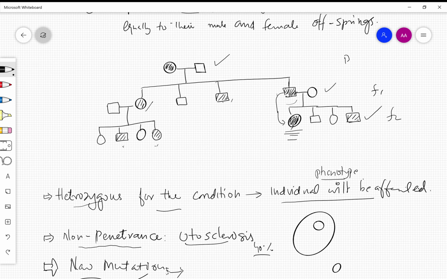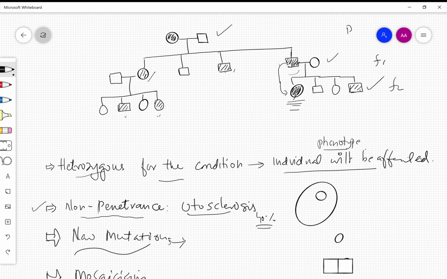So here the thing is that one of the alleles or one of the genes will be affected, but you will not be phenotypically abnormal. If you're not phenotypically abnormal, it means that the condition is not fully penetrant. It is seen in otosclerosis because only 40% of the individuals are affected and 60% remain normal.